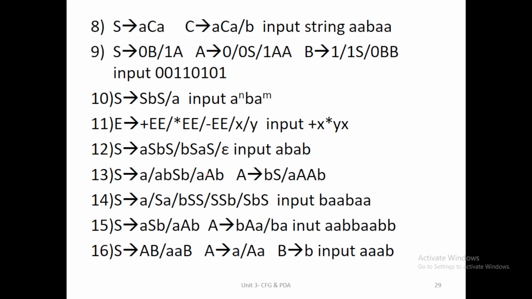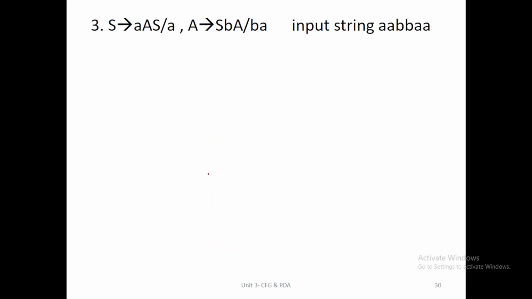So these are all the list of problems. There are 16 problems available. I am taking the third problem for deriving a string. I want to derive a string AA with these productions. First you should write the productions separately. S contains 2 productions, A contains 2 productions. So write them separately. Then I want to derive a string AA. So what is your starting symbol? I am using LMD here. So the starting symbol is S. So S will be replaced as either the second production or the first production.